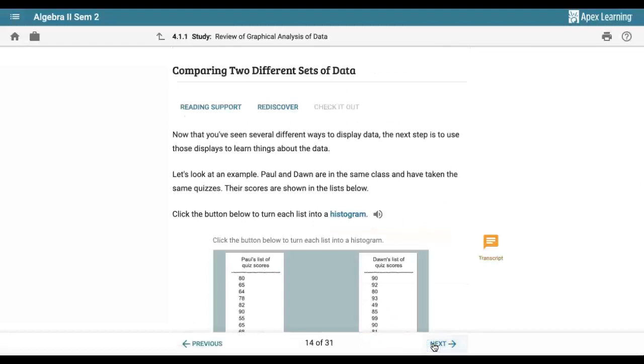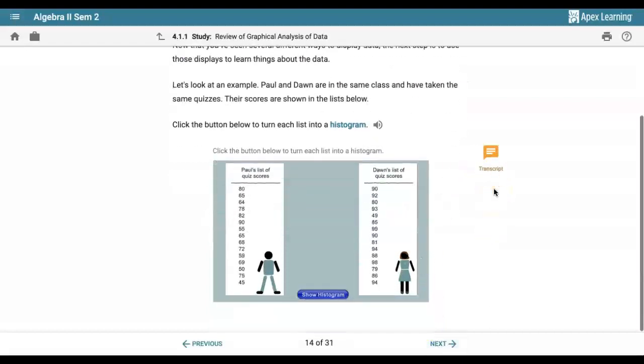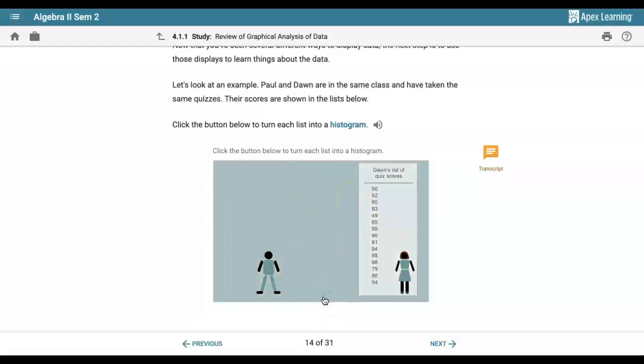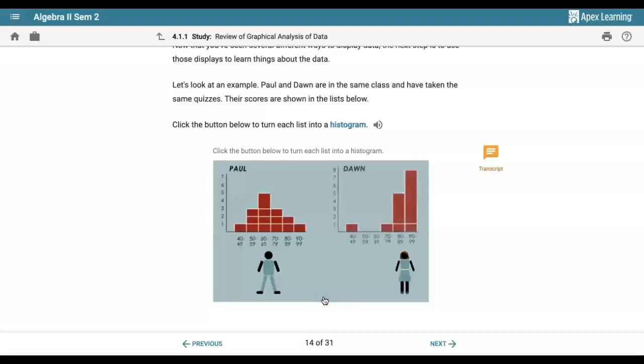Okay, and now, since we've looked at just one set of data here, the obvious next progression is how can we compare 2 different sets of data? If we look at this first example, we've got quiz scores for 2 different people. If we show the histogram for each of those, we can clearly see that there's a difference between Paul and Dawn when we look at the histograms from their data.